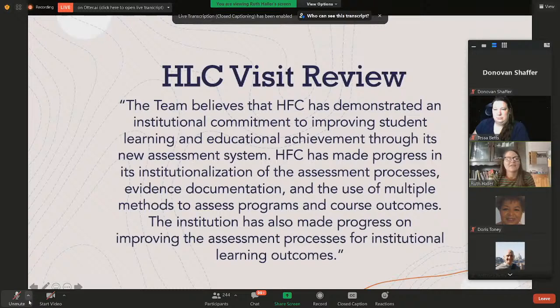Here's another happy one. The team believes that HFC has demonstrated an institutional commitment to improving student learning and educational achievement through its new assessment system. HFC has made progress in its institutionalization of the assessment processes, evidence documentation, and the use of multiple methods to assess programs and course outcomes. The institution has also made progress on improving the assessment processes for institutional learning outcomes. Again, they're happy with what we've been doing, and thanks to all of you who have been contributing to assessment and taking that up as a serious endeavor in your own classes and your own programs, because we really made a lot of improvement from the 2015 site visit to the 2019.